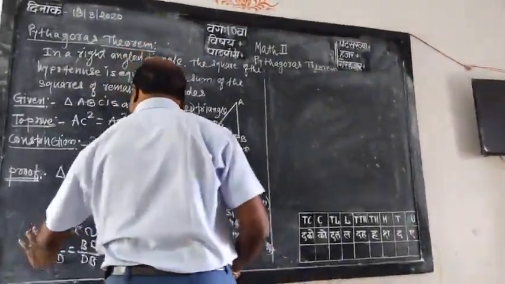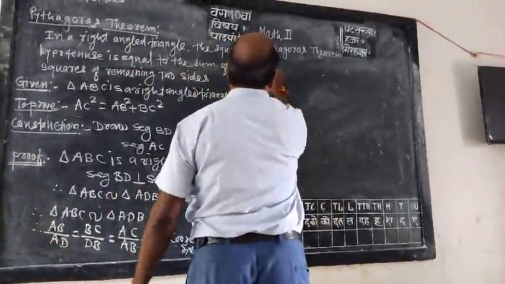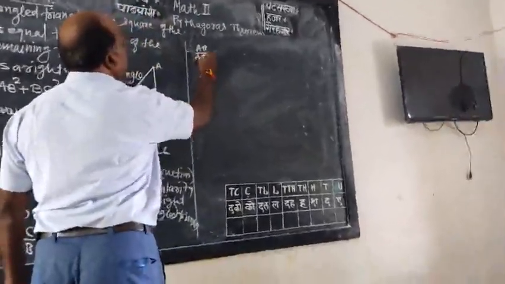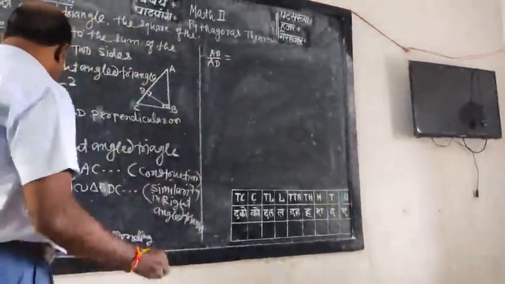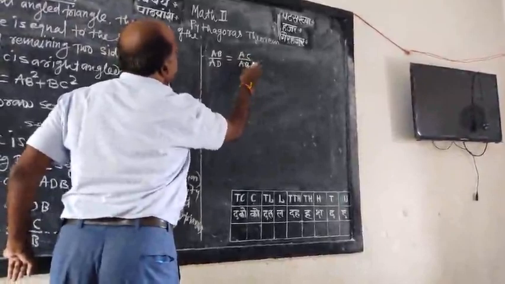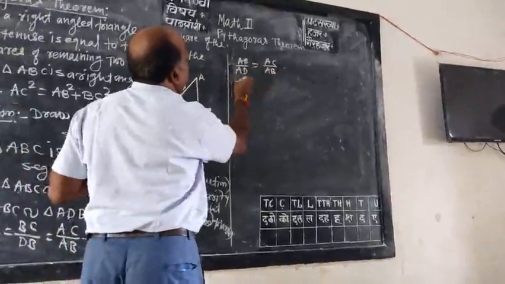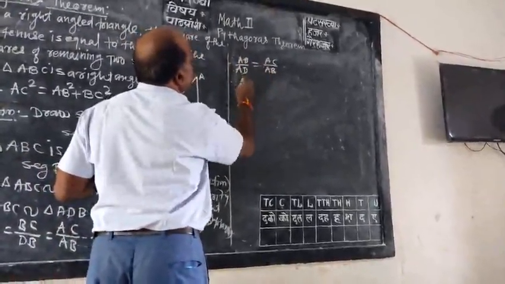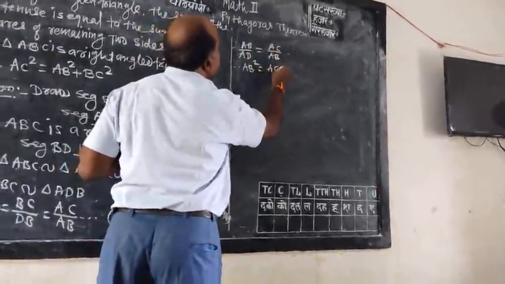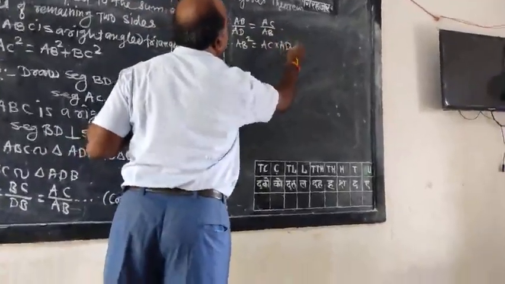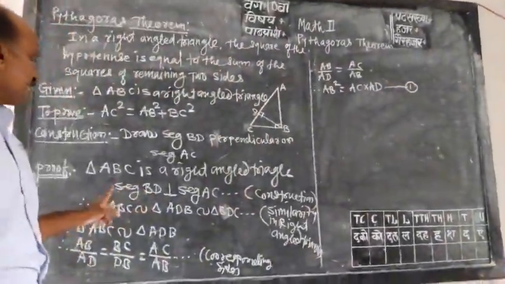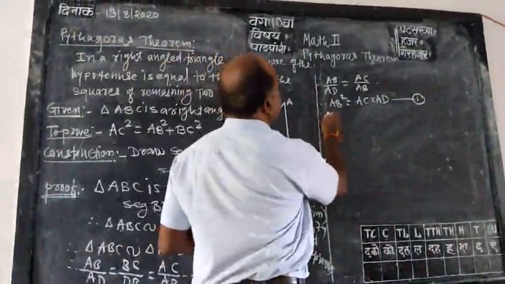You have to take these two ratios. Therefore, AB divided by AD is equal to AC divided by AB. Perform the cross multiplication. Therefore, AB square is equal to AC into AD. This is number 1.